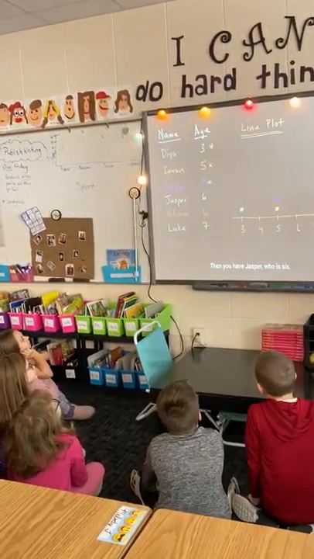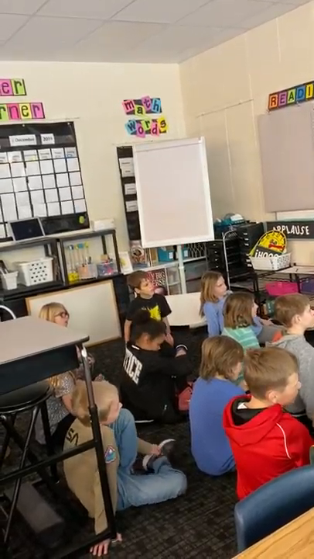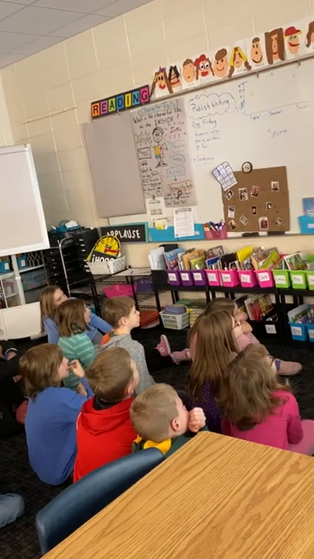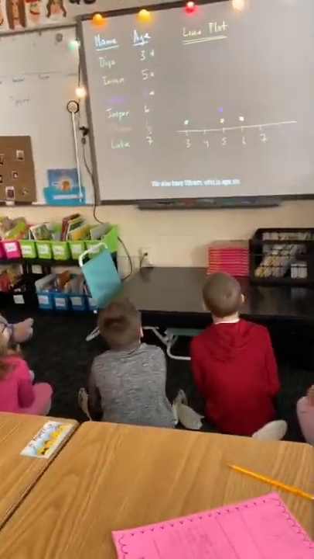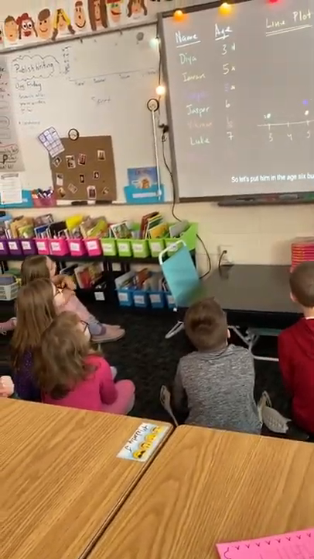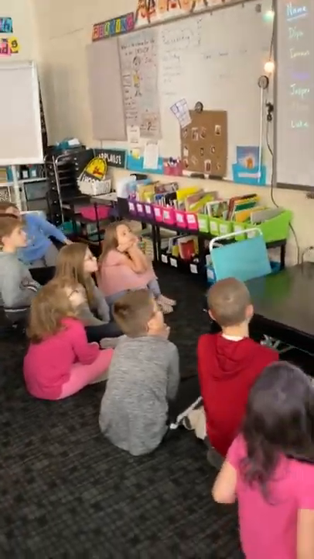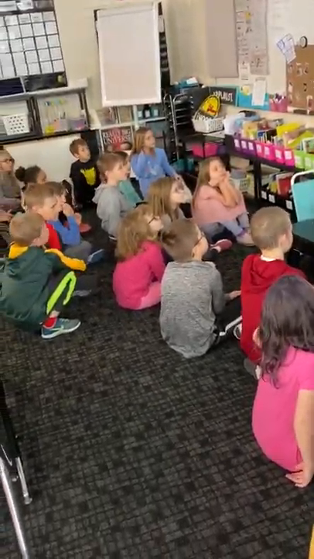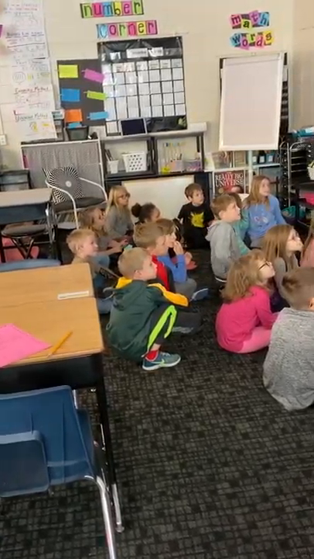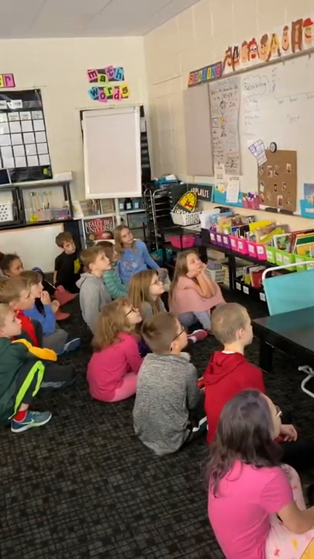Then you have Jasper, who is 6. So that's one person who is age 6. Then you also have Vikram, who is age 6. Oops, let me do that in that same color. So let's put him in the age 6 bucket. Then we have Luke, who is 7. So that would be a dot right over there. And then finally, I have Anya, who's also age 6.